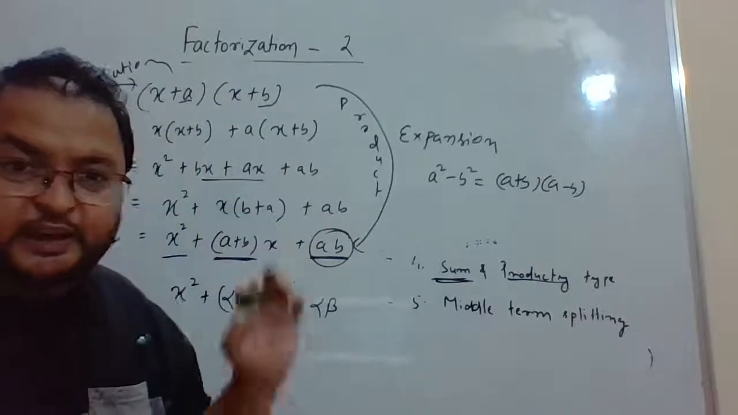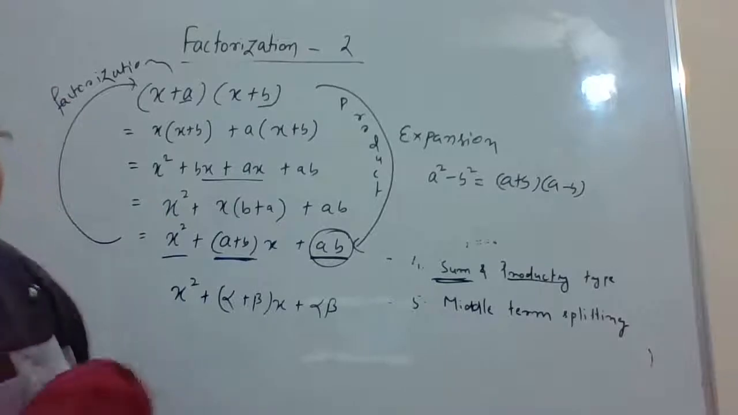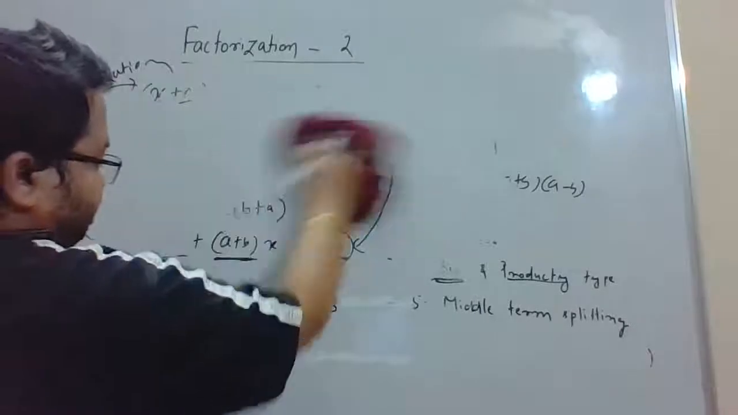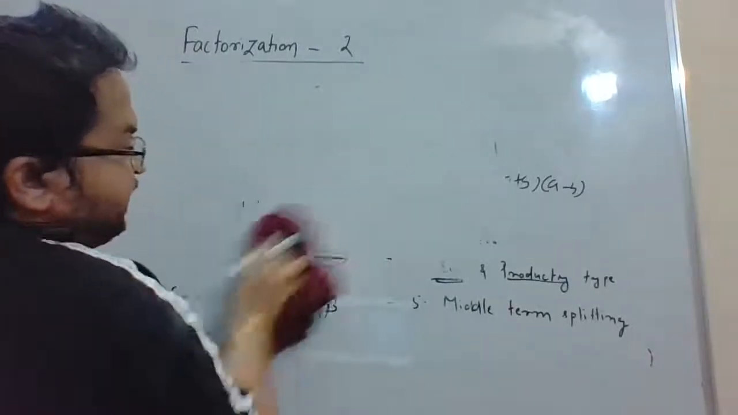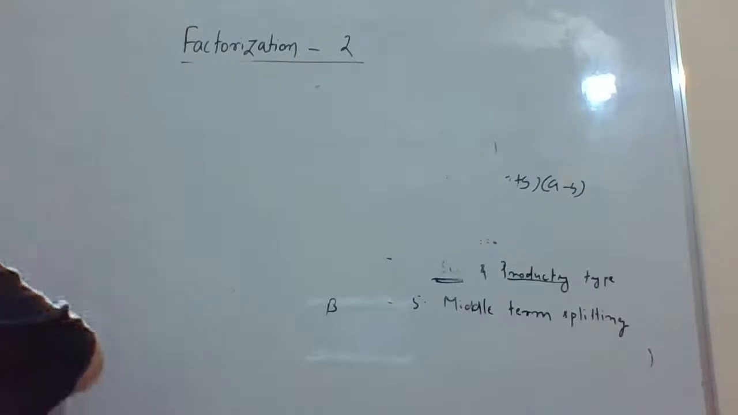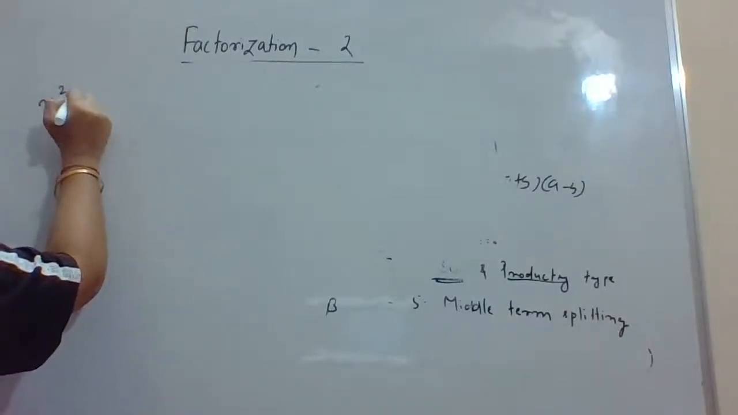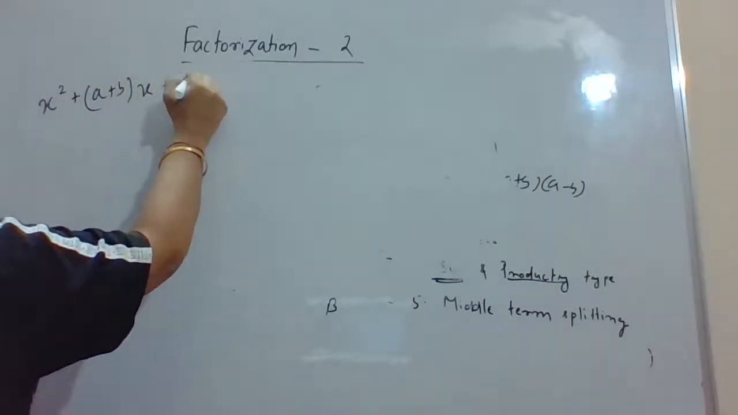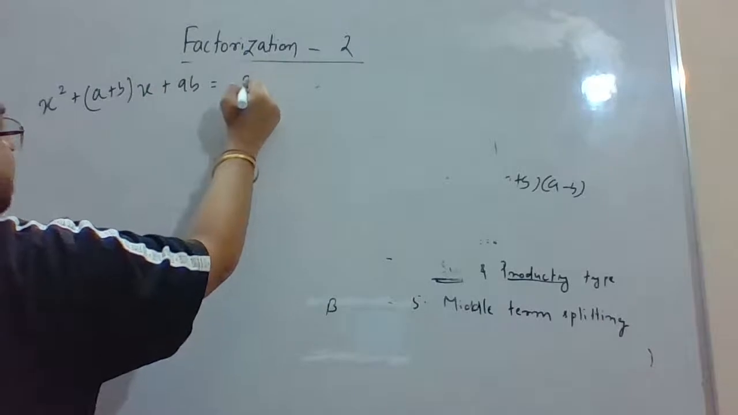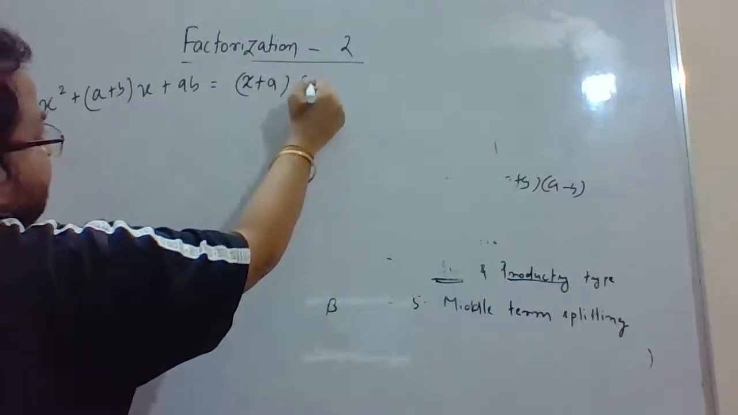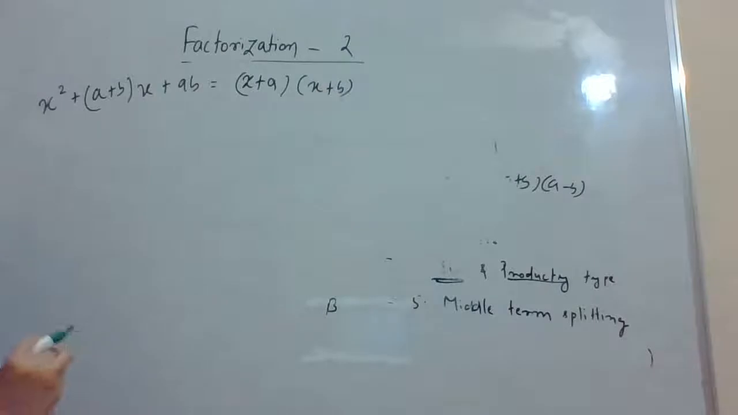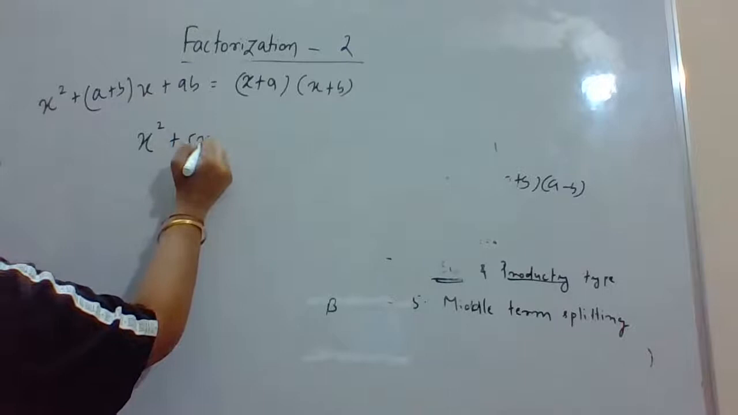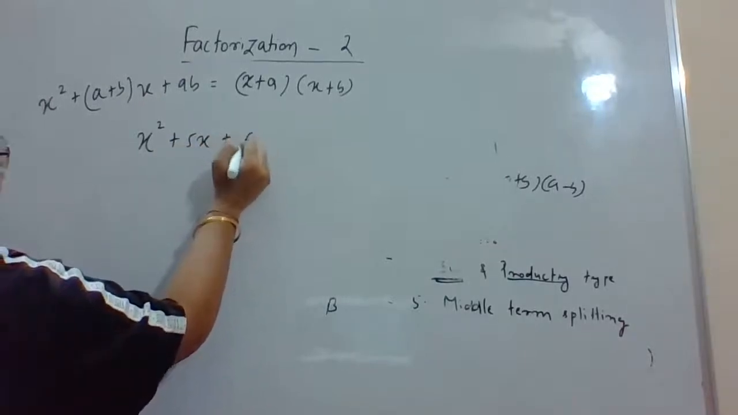Let us see a couple of practice problems on this for us to understand. Our new identity for sum and product type is: if it is expressed as x squared plus a plus b x plus ab, then we can factorize it as x plus a into x plus b. Let's see how we should use it. Suppose the problem is given as x squared plus 5x plus 6.